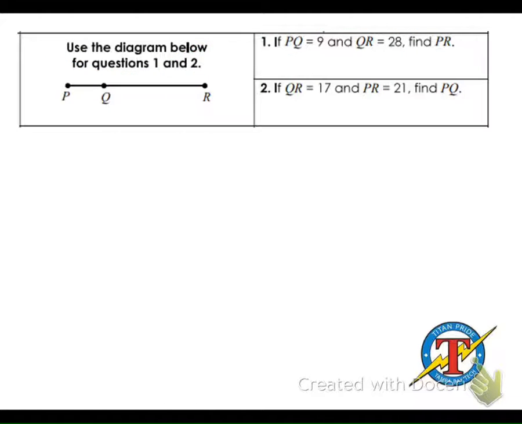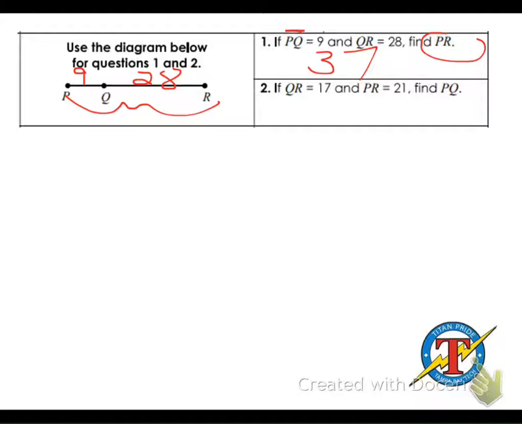If PQ is 9, well, then I'm going to put a 9 right here. And QR is 28. And notice that they don't have the segment symbol above the PQ, and that's because we're talking about the measure of PQ, okay? Find PR. Well, that's the whole thing. Add them up. 28 plus 9 is 37. No big deal. Silliness. Okay?